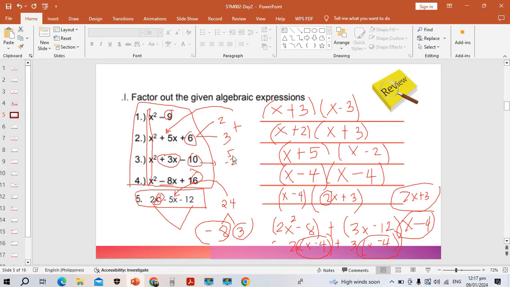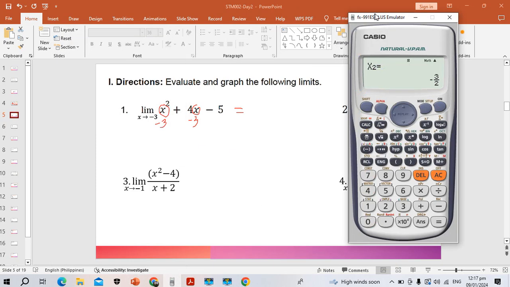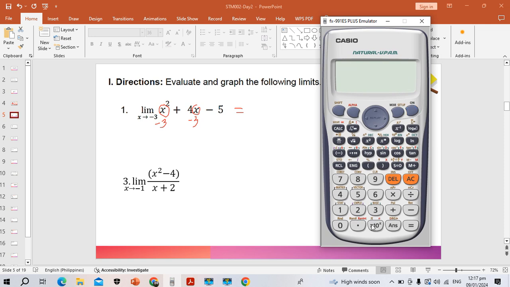So, let's try. Sir, pwede bang i-direct na namin ito para mag-display yung oras? Pwede po. So, lagay nyo dyan negative. Like, mode muna tayo. Negative 3. Try natin ng direct na negative 3 squared plus 4. Tapos may negative 3.